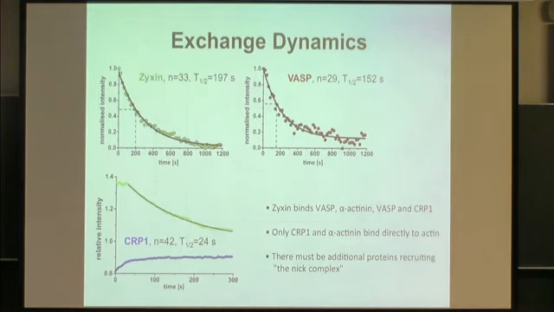And then you can average them together. It's 33 of those, and here it's 29. So it's an average over some few cells. And the interesting fact here is that zyxin binds VASP, alpha-actinin, and CRIP1. Sorry for that mistake here. But only CRIP1 and alpha-actinin bind directly to actin.